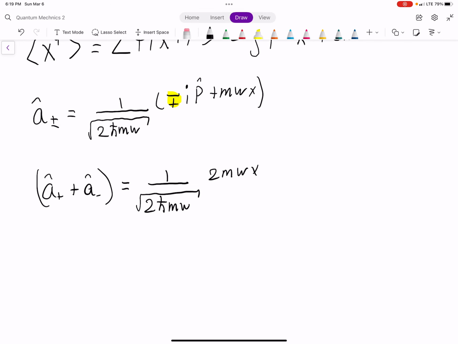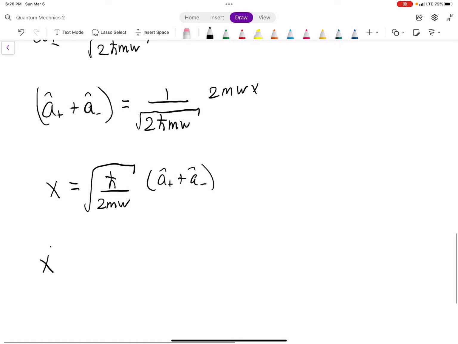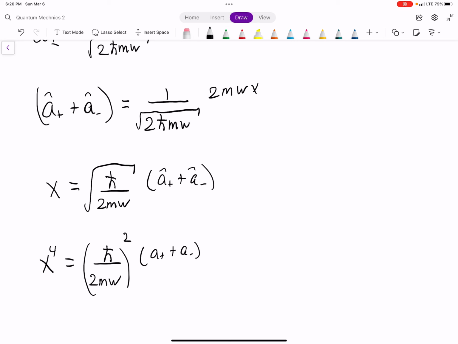And if you solve for x, let's see, multiply that over, divide. x is the square root of h bar over 2 m omega, times the raising operator plus the lowering operator. So that's what x is equal to. And then x to the fourth, which is what we're interested in, you just have to raise everything to the fourth power. So that was a square root, so now that's squared, and this is to the fourth.